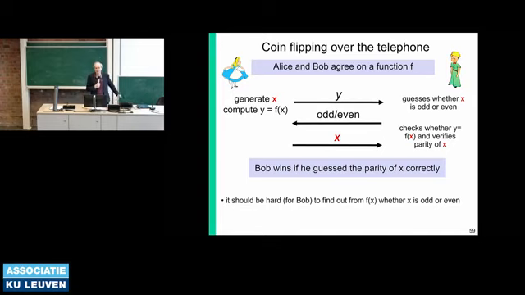So if you could invert function f, you have a big problem, because then Bob can just invert, find X, and then know the least significant bit, and he can always win. But in general, if f is a one-way function, then you can't do this.